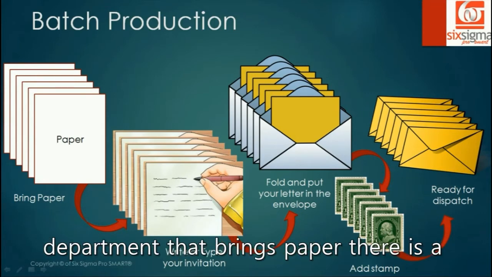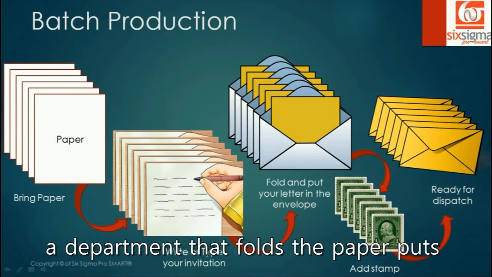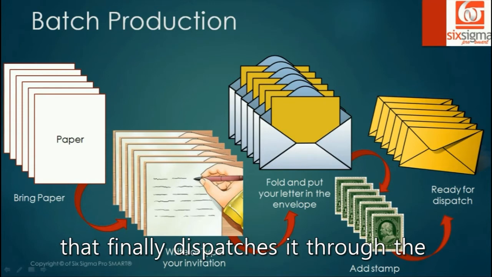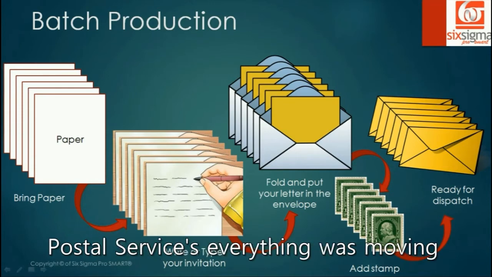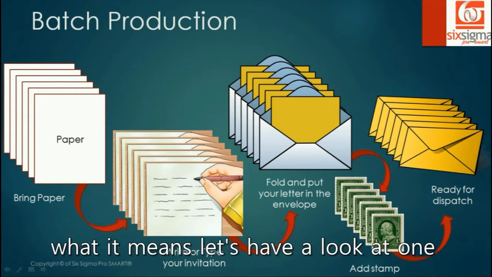So we have different departments. There is a department that brings paper. There is a department that writes or types. There is a department that folds the paper and puts it in the envelope. There is a department that puts the stamp. And there is a department that finally dispatches it through the postal services. Everything was moving in batches, and we'll explain in a while what it means.